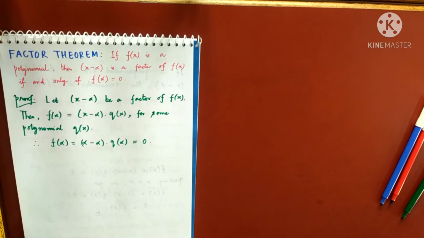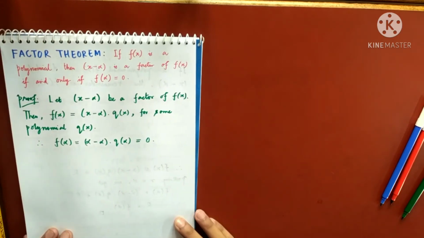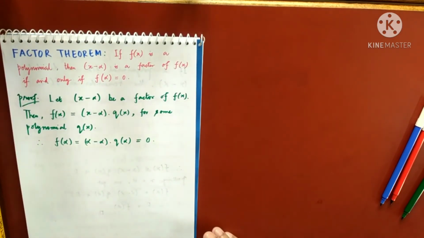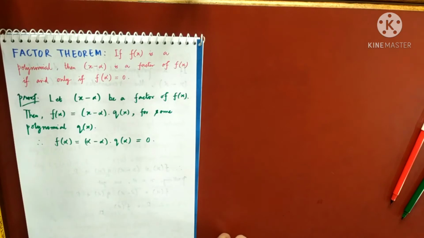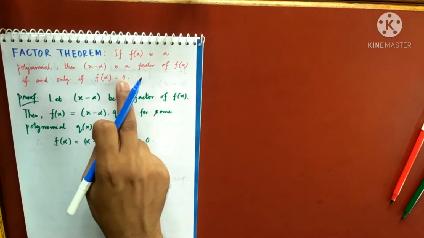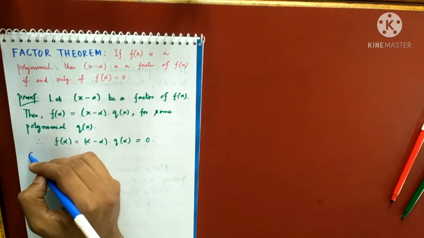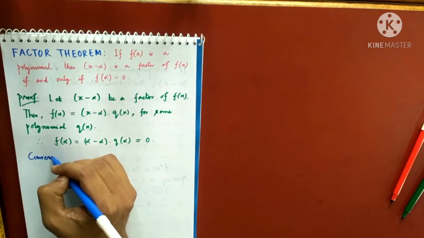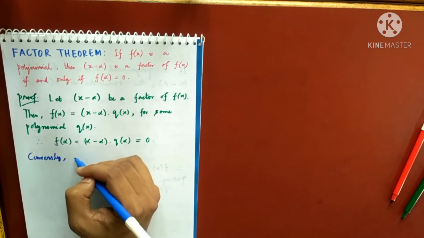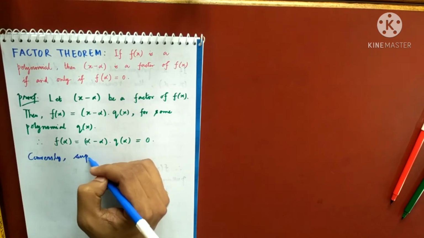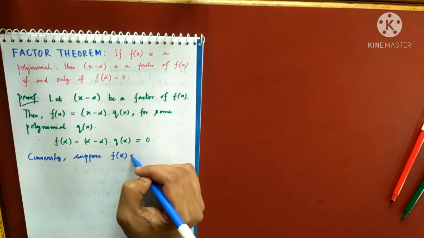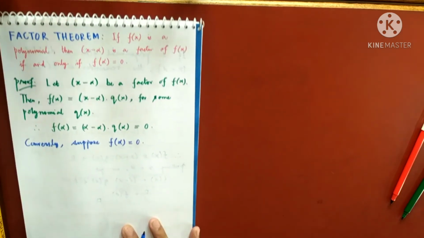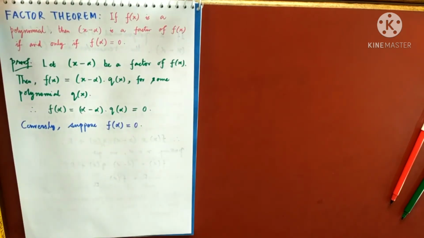So we have to go for the converse part. For the converse part, I'll assume that f of alpha equals 0. So conversely, suppose f of alpha equals 0.